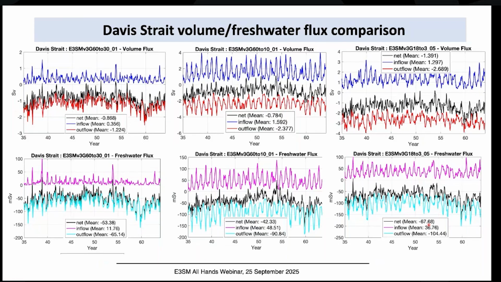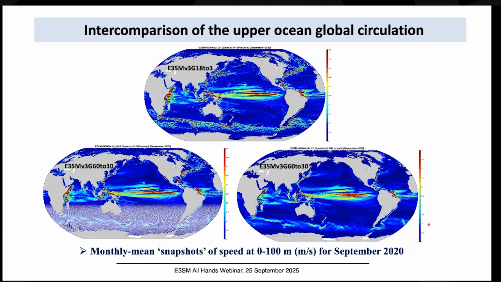So here I'm showing the global upper ocean circulation, showing the speed distribution in the upper 100 meters as snapshots for September 2020, basically end of the G case GRA forcing, showing the 3 different configurations. The upper panel is showing the AEROSI, the lower left is the 60 to 10 highlight RASM, and the lower right is 60 to 30.